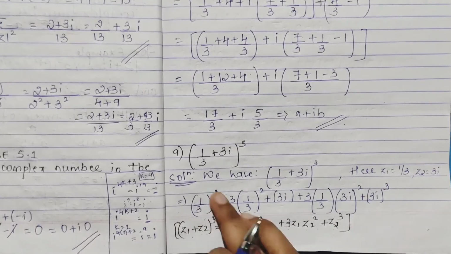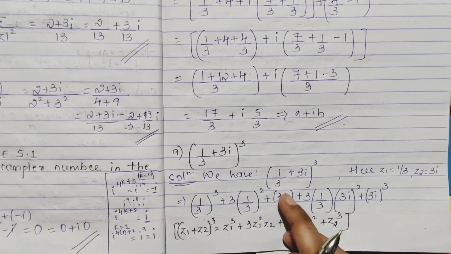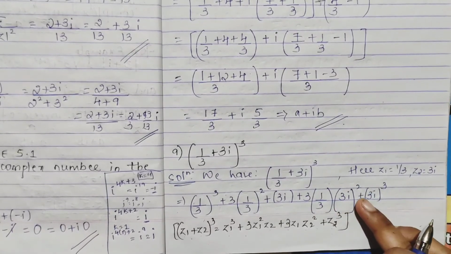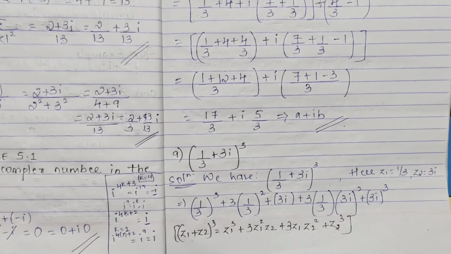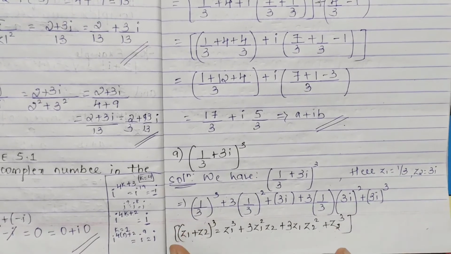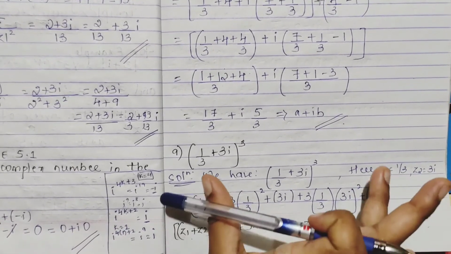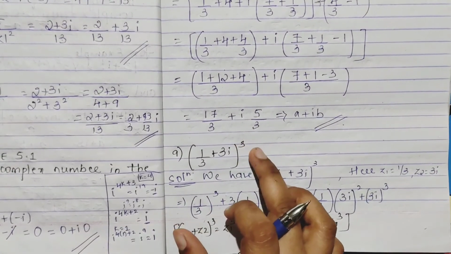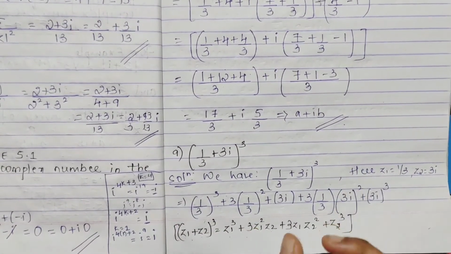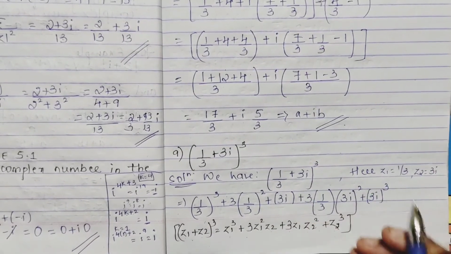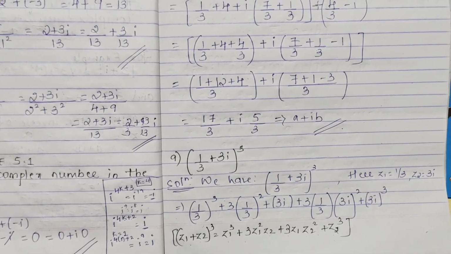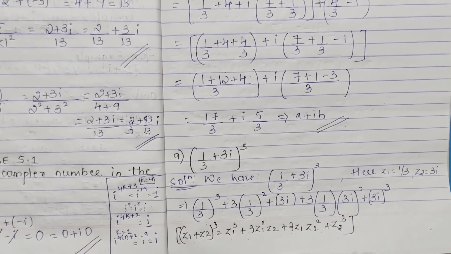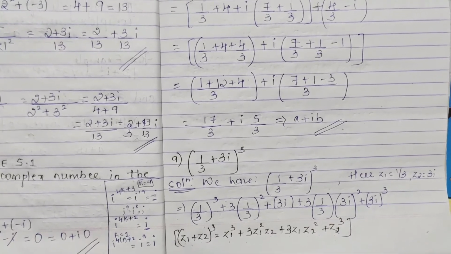So z1 cube plus 3 z1 square into z2 plus 3 z1 into z2 square plus z2 cube. This is your formula identity, just remember it. If you get a cube, you have to just write like this. If it is raised to 4, split it: write the same one again, 3 into 1, and so on. Now do everything, your cubing, your squaring, and get it in the form A plus iB.